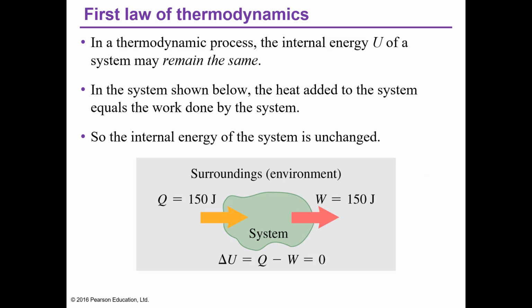In a thermodynamic process, the internal energy of a system may remain the same. It stays the same if the work done by the system is just equal to the heat added or heat entering the system. So they are equal. So if you eat chocolate, then you exercise to get rid of the energy, the heat added to your system, then there is no change in your internal energy.